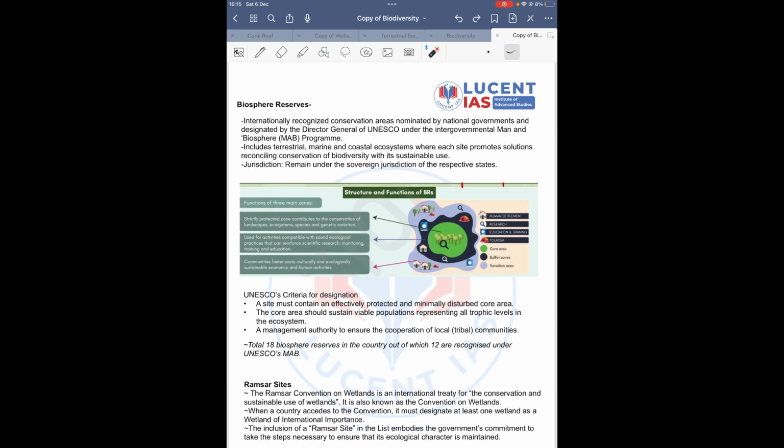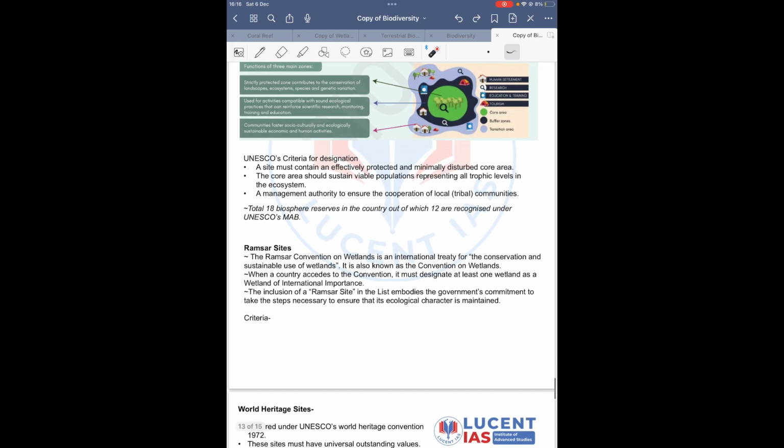Next we have biosphere reserves. They are internationally recognized under UNESCO's Man and Biosphere Programme. They also have a core area, buffer area and transition zones. In the core area, most activities are prohibited. In the buffer area, a few activities like research, education or camping are allowed. In the transition area, mostly human settlements or small establishments are allowed. Clear? This is the biosphere reserve.